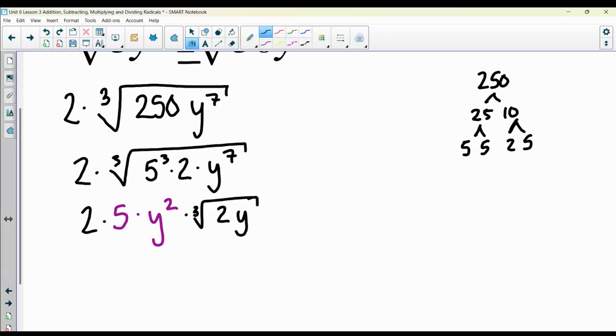Now we do not need to consider absolute values because we came from an odd index. Odd radicals can work with negative numbers. That is okay. So we don't need that absolute value idea for this. So the final simplified answer for this one would be 10y squared cube root of 2y.